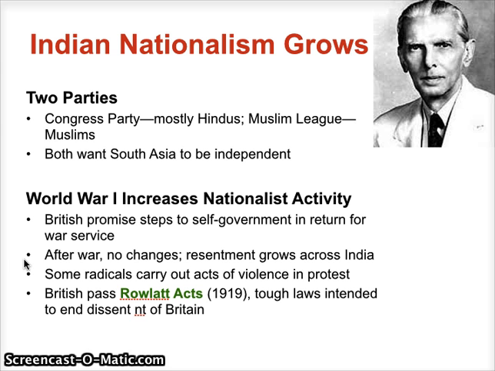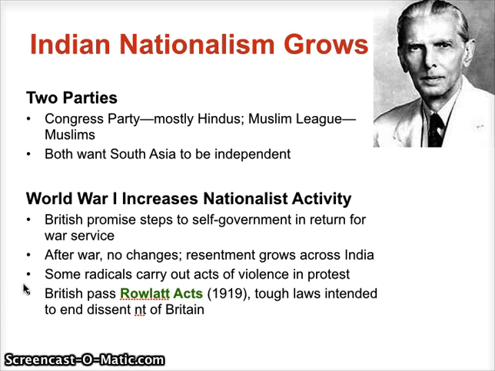And this creates a growing resentment in India. And what this means is people are angry. They want to be independent. And the fact that Britain promised them independence and is taking it back after the war, it's going to make people mad. We have some radicals. They end up carrying out violence as a protest against what the British had done to Indians. And so the British, they end up passing what we call the Rowlatt Acts.